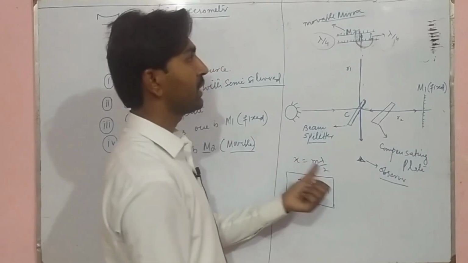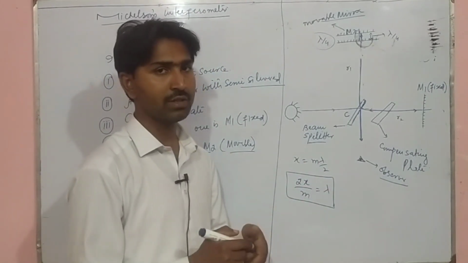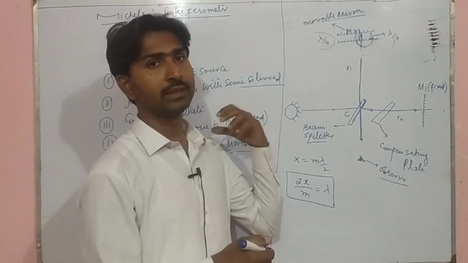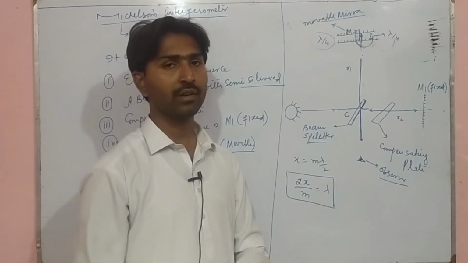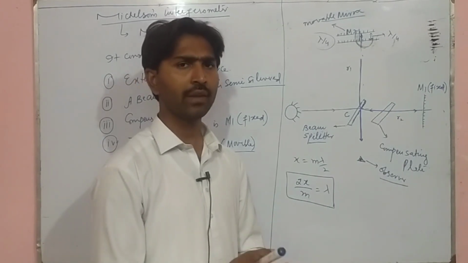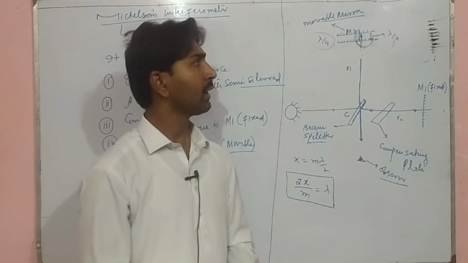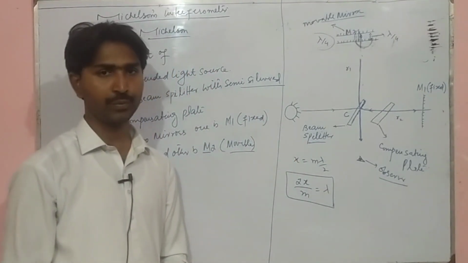This is the method in which an interference pattern is created. It acts like Young's double slit experiment as well as interference in thin films, depending upon the conditions. On the basis of conditions, we describe the interference behavior. This is all about the Michelson's interferometer. Thank you.